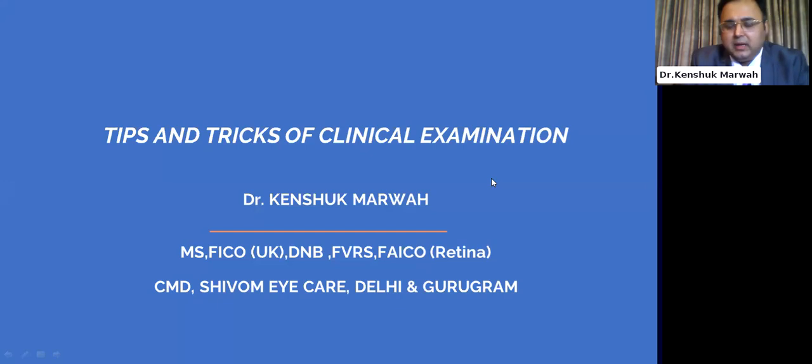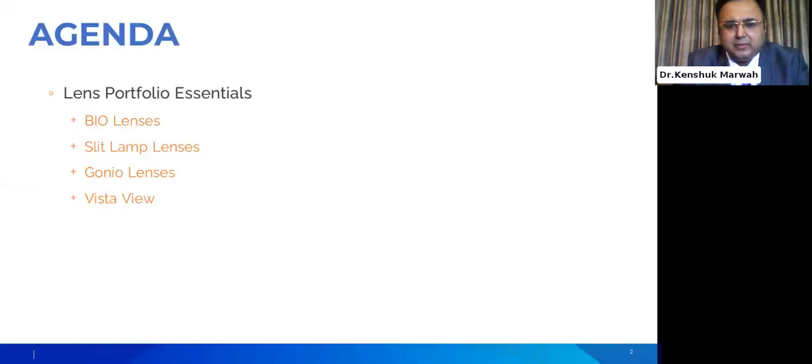So moving forward with today's webinar on tips and tricks of clinical examination, I will be using three segments of lenses: the indirect ophthalmoscope lenses, called the BIO lenses, and we'll touch upon the slit lamp based lenses, which are used both for retinal examination as well as gonioscopy lenses. So the lens portfolio, like I've already said, includes the BIO lenses, the slit lamp lenses, the gonio lenses, and the new kid on the block, Vista View, for our clinical practice. I'm going to talk more about it in the later part of the webinar.